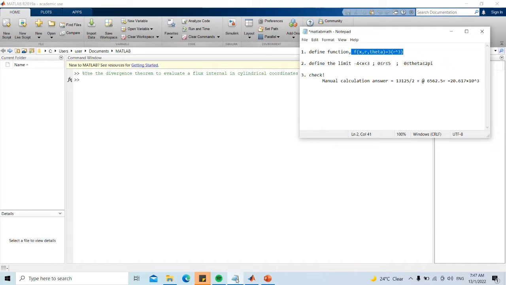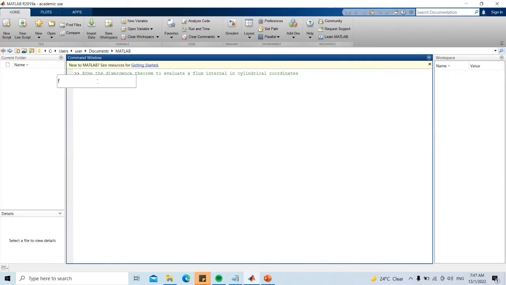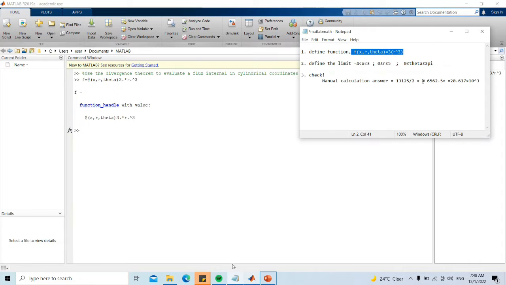So firstly, we need to define our function of cylindrical coordinate, which is f of x, r, theta equals to 3r cube. So the command will be f equals to... as we can see, we already defined our function, and then we can enter. Okay, here is our function. Next, we need to define the limit of our integration.